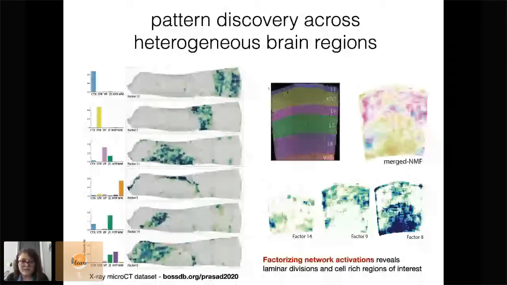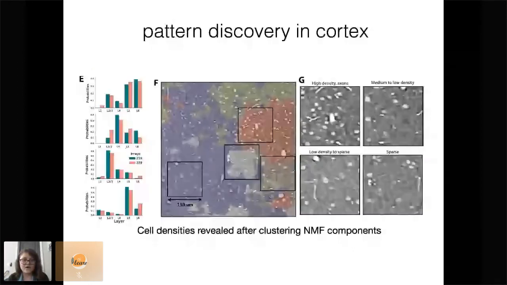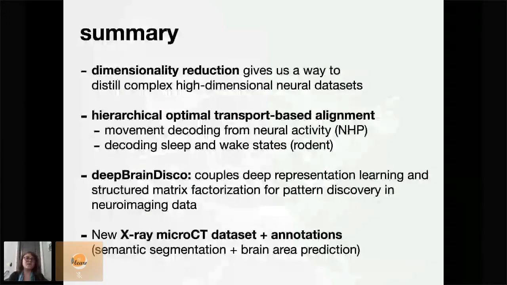And we can also pull out some fun things like finding high cellular density regions, also without training the network to do so. All right, so in summary, I told you about work that we've been doing using dimensionality reduction and also this optimal transport alignment technique to be able to do things like movement decoding in non-human primates and also decoding sleep and wake within rodent. And then at the end, I told you about some work using deep learning to learn representations to then find patterns and discovery in neuroimaging data.